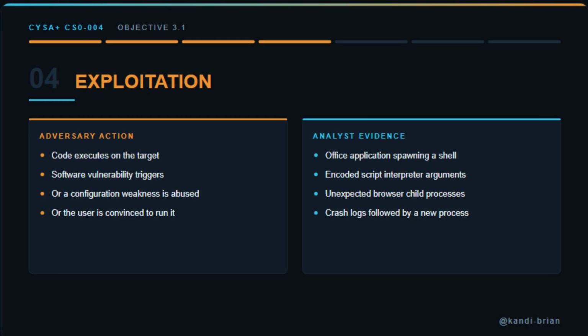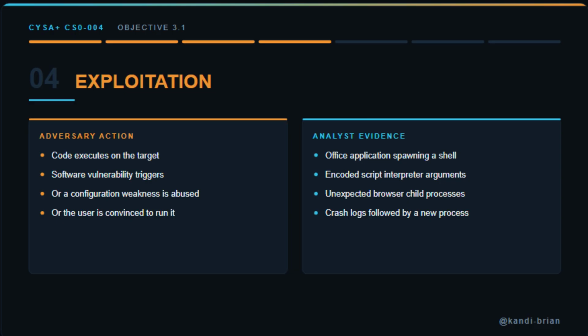Phase 4 is exploitation. Exploitation is code execution on the target. Something triggers and the adversary now has a foothold. That trigger takes one of three shapes: a software vulnerability in an application, a browser or a server service, an operating system or configuration weakness such as an unquoted service path or a weak permission, or the human being who opens the file and clicks through the warning, which requires no vulnerability at all.